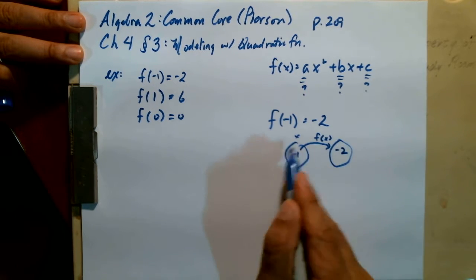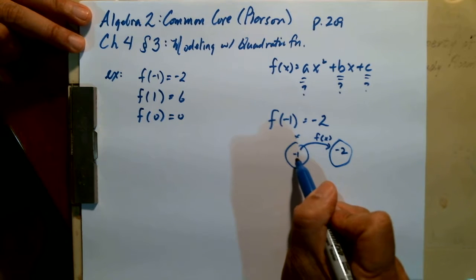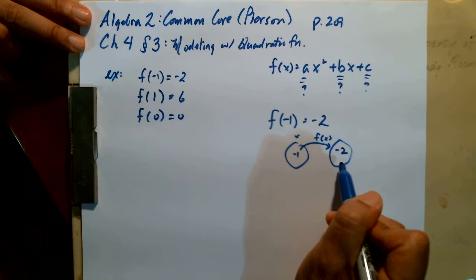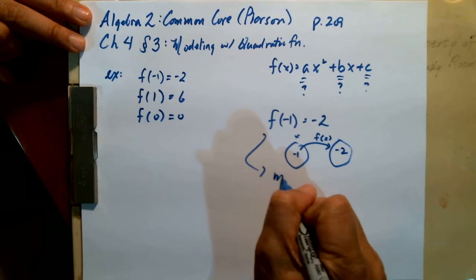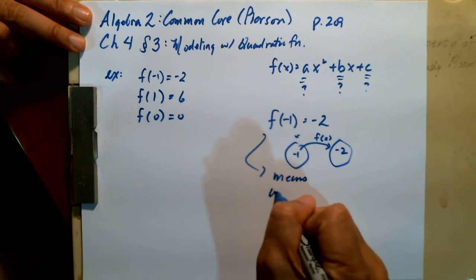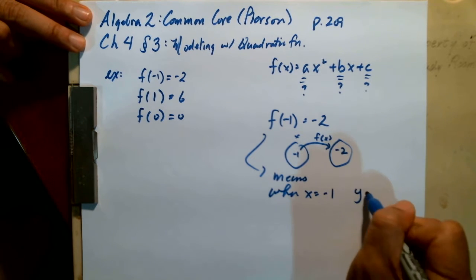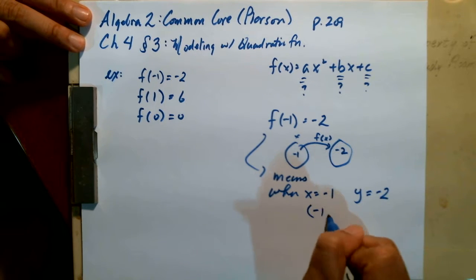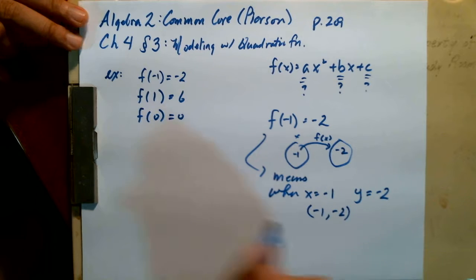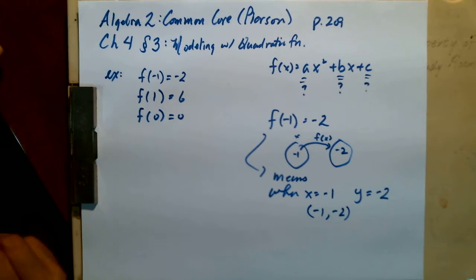This is called the mapping process, right? And so you start off with the input of -1, you end up with -2. In coordinate form, this means when x equals -1, my y value is -2. Or, rewriting this, I get -1, -2 in condensed form. Did you get that point? That was a pun, by the way.